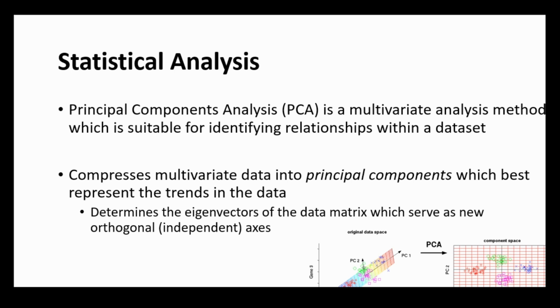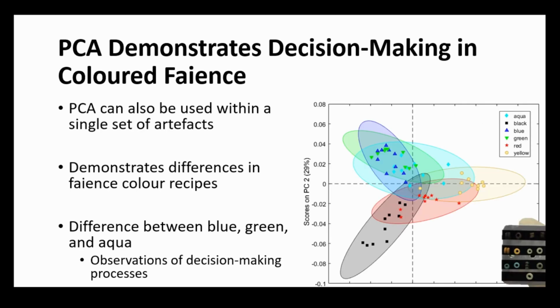The first trend is my principal component number 1. My second trend is my principal component number 2. And so then from that, I take all of my data and I can ask, how does everything rank compared to principal component 1 and principal component 2? And it's a really neat way of seeing what's the same or what's different.